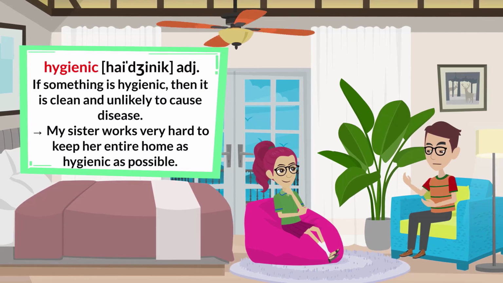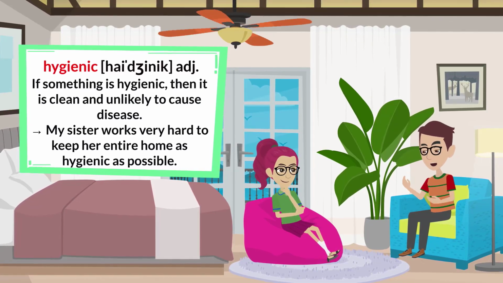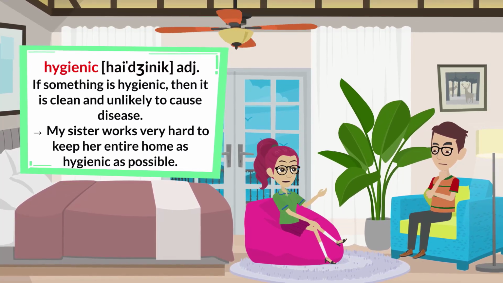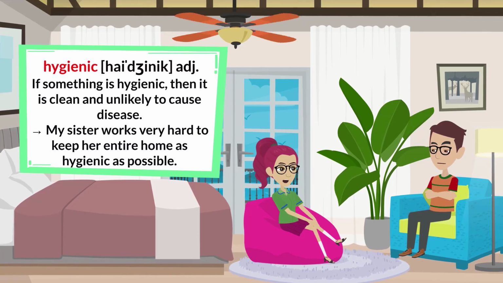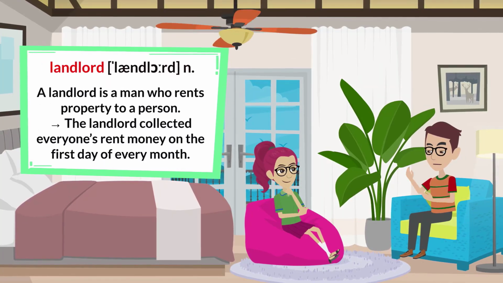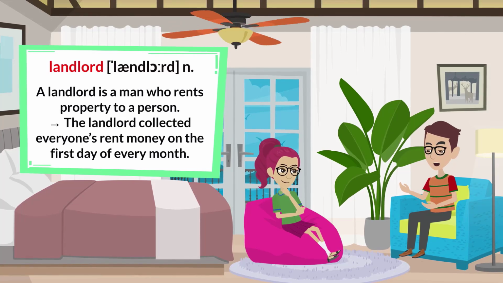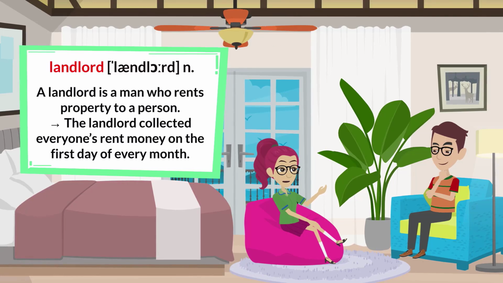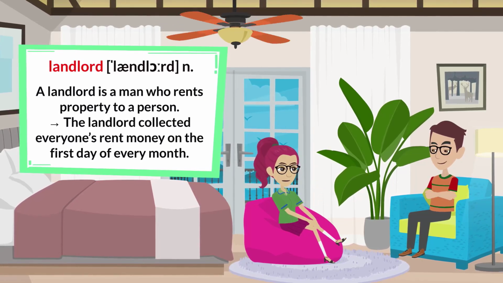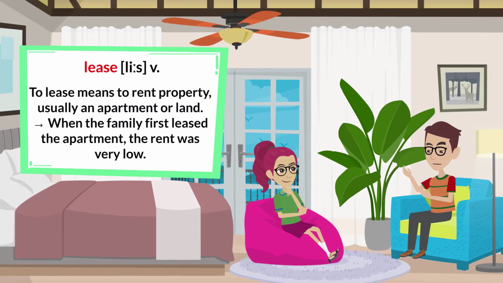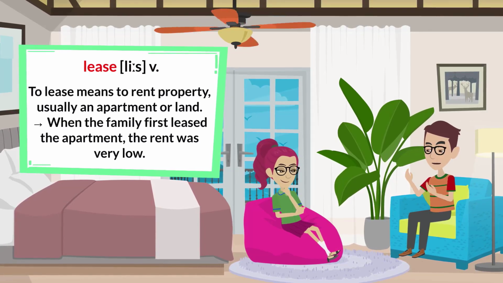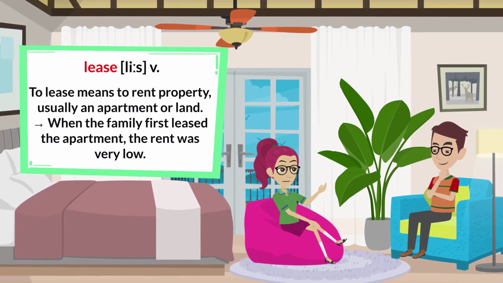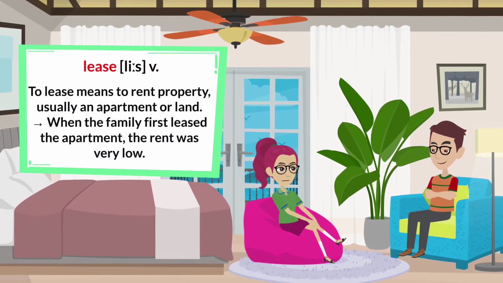Hygienic. If something is hygienic, then it is clean and unlikely to cause disease. My sister works very hard to keep her entire home as hygienic as possible. Landlord. A landlord is a man who rents property to a person. The landlord collected everyone's rent money on the first day of every month. Lease. To lease means to rent property, usually an apartment or land. When the family first leased the apartment, the rent was very low.